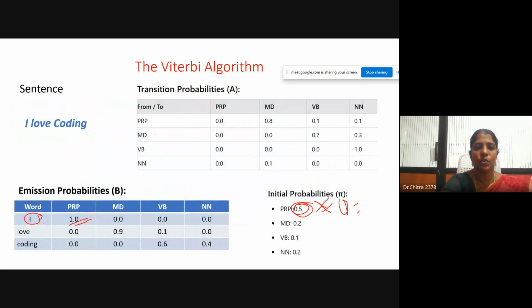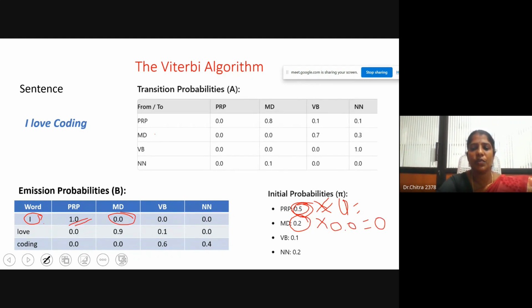For MD, what is the initial probability? 0.2, multiplied by the emission probability for I. Remember that we are calculating for the first state. The emission probability for MD is 0.00, so the answer is also 0. Similarly, for initialization of VB, the initial weight 0.1 into emission probability 0.00 is equal to 0. For NN also, 0.2 into 0 is equal to 0.